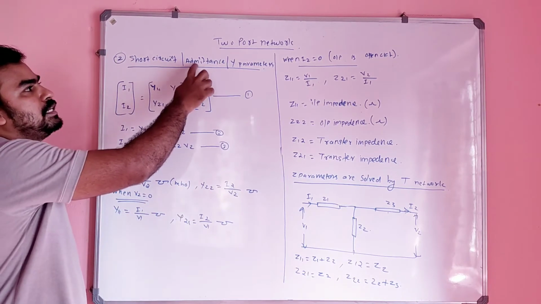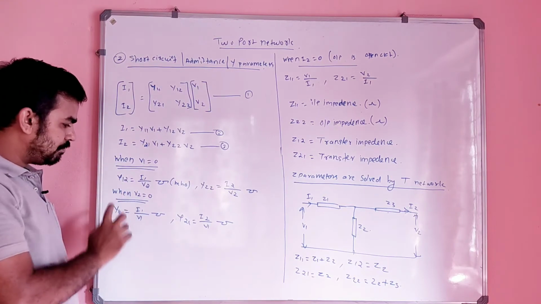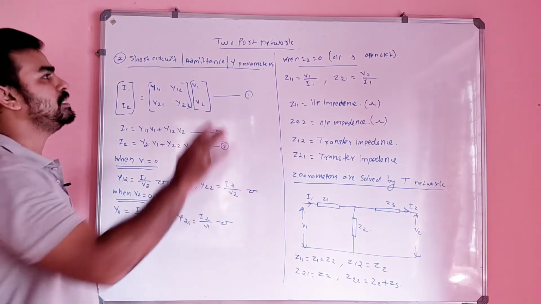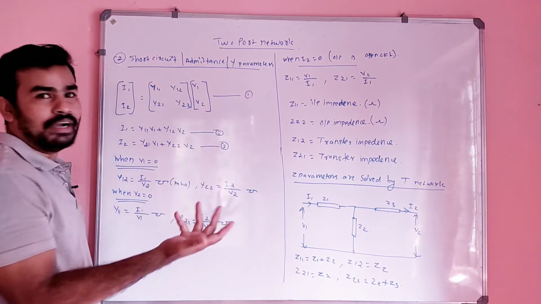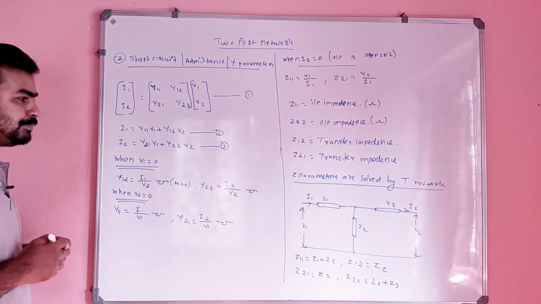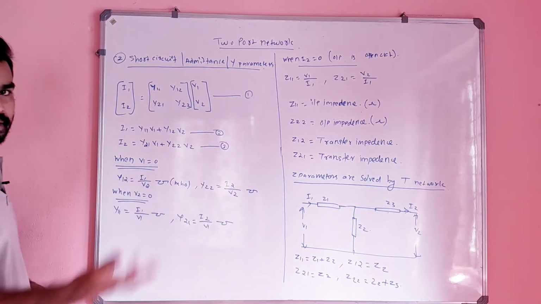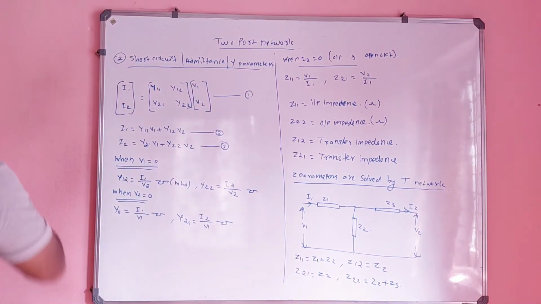And all the time it is admittance, no? Y11, Y12, Y21, Y22, all are admittance. That is why it's called admittance parameter, or simply Y parameter. That's all. Is it clear? And similar to that, Z parameter, see, T networks are easily solved by Z parameter, no?